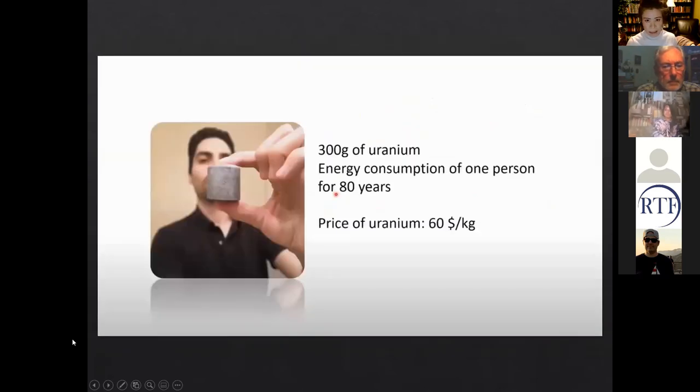So again, the lack of progress in Africa is not just a lack of resources or a lack of get up and go for African nations, but there are also global policies being enforced that are causing this lack of access to energy. Here's a picture of Cuau holding, it's not actually uranium, it's lead, but that would be the size of a 300 gram pellet of uranium, which under our fission power today is enough energy for one person for 80 years.